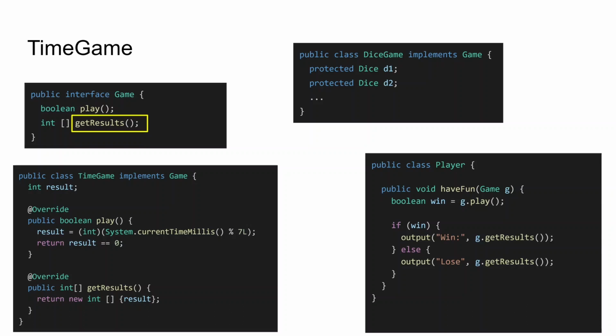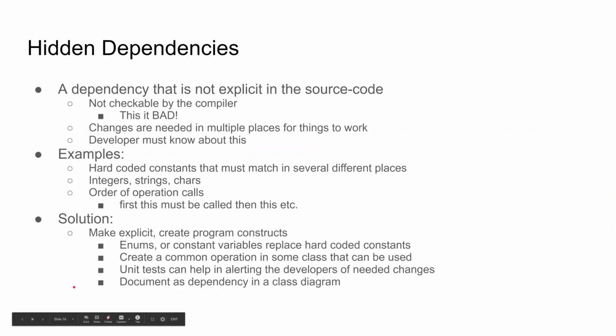And we use the polymorphism and late binding of the programming language, so that when we run the program, it's decided what code is actually executed. Finally, we have something that I usually nag a lot about, and these are what I call hidden dependencies. A hidden dependency is something that is not explicitly a dependency in the source code or in the design. This means that such dependencies are not checkable by the compiler, and this is bad.